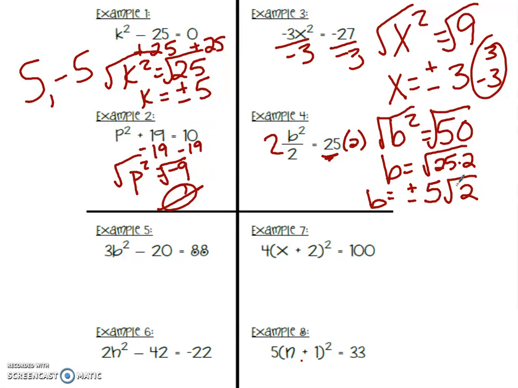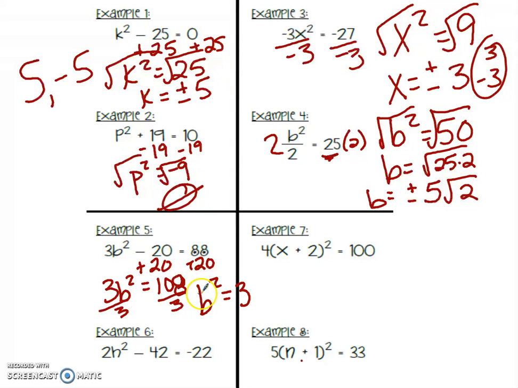All right, so let's go on down to example number 5. So we're going to add 20, so it's just like solving equations. 3b squared equals 108. And then we're going to divide by 3. So we get b squared equals, let's see, I'm going to go in 3 times and 6 times. So what's the square root of b squared? Square root of 36. So b is plus or minus 6. Okay, hopefully that's making sense to everybody.